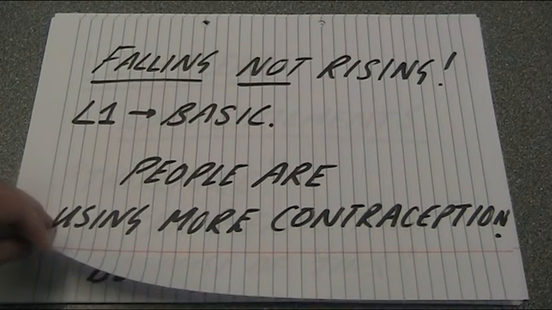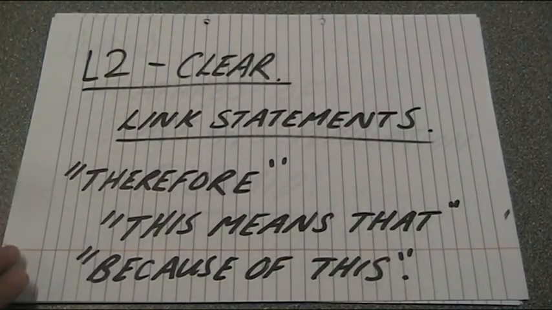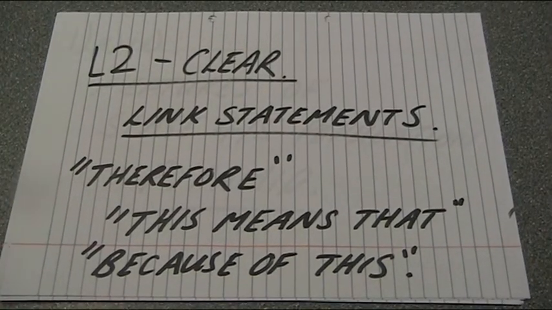What we need to start doing a lot more is being able to link our statements. So I've put on there level 2, and it says clear link statements. Those of you that have me for RE as well will know that I bang on about 'so what' an awful lot, but you need to use link statements such as therefore, this means that, because of this, because that allows you to think about the knock-on effect or the multiplier effect and to go into a lot more detail.